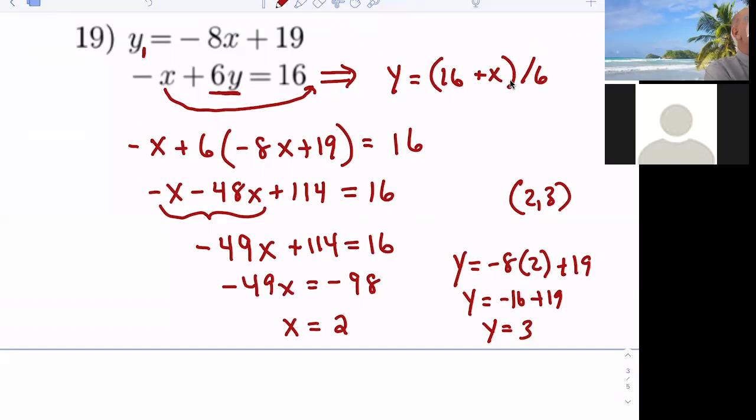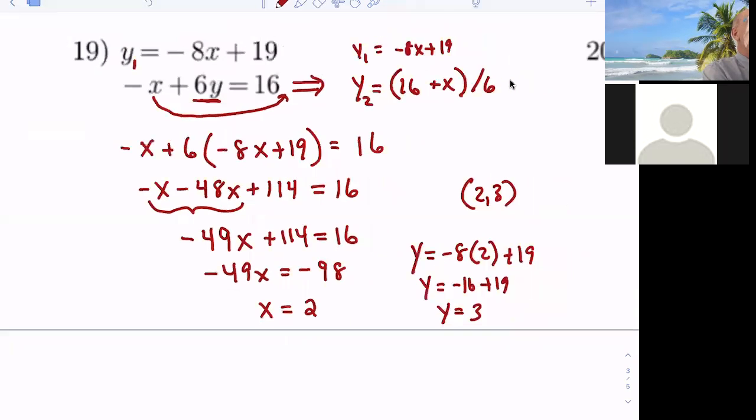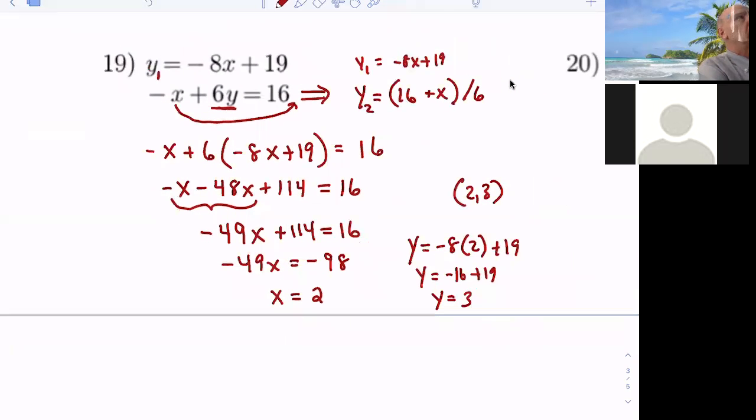That's how on your test, if you want to check your work quickly, you can. This is going to be under y2, and this is y1. Everybody go ahead and type that in. Negative 8x plus 19 under y1. And under y2, type in parentheses 16 plus x, close parentheses, divided by 6. Then second calc 5, enter, enter, enter. And see if we are correct. Come on, everybody try it. Practice using your calculator.